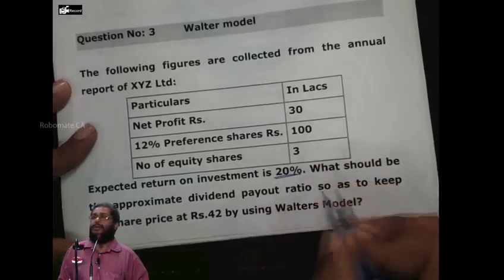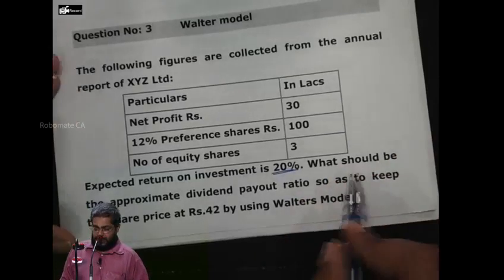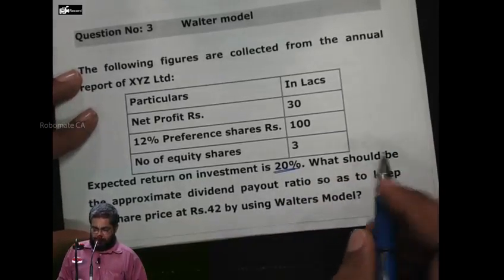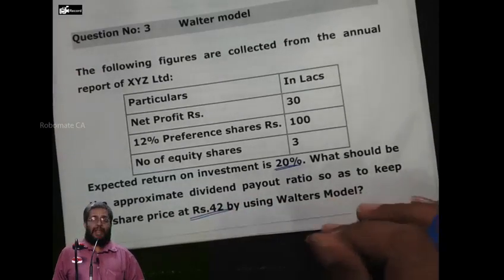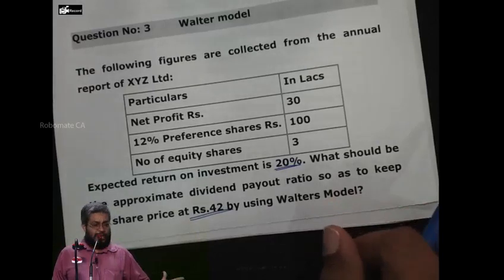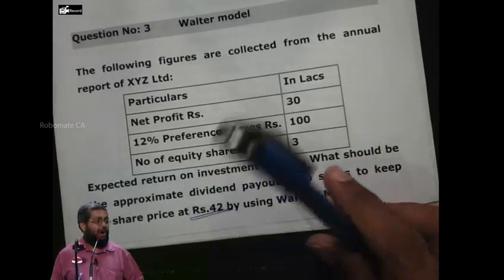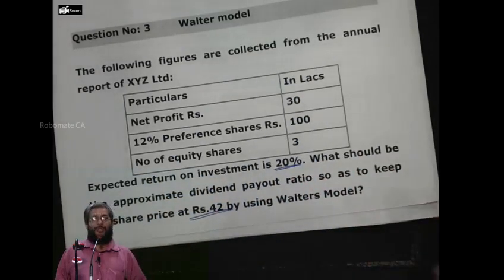Tell me what is this 20%? If I retain and invest, I get 20%. What should be the appropriate dividend payout ratio so as to keep the share price at 42 rupees? They have given the share price and ask you to find out the payout ratio. P0 is given, and they ask you to find out D in this problem. A reverse working problem. Are you all following? Can I proceed? Now, let's do the solution together.